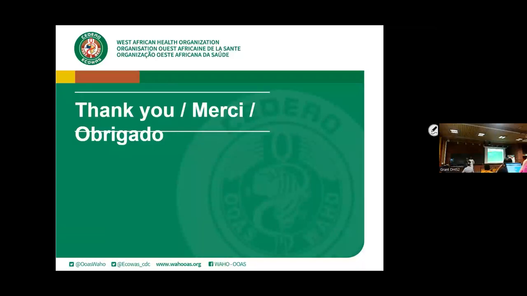One of the points we need to take into consideration is this: thank you, merci, obrigado. In this regional context, any sentence you are writing, you need to be sure you are writing it in three languages, because we have three speaking different languages. So anything we need to do, we need to do three times.